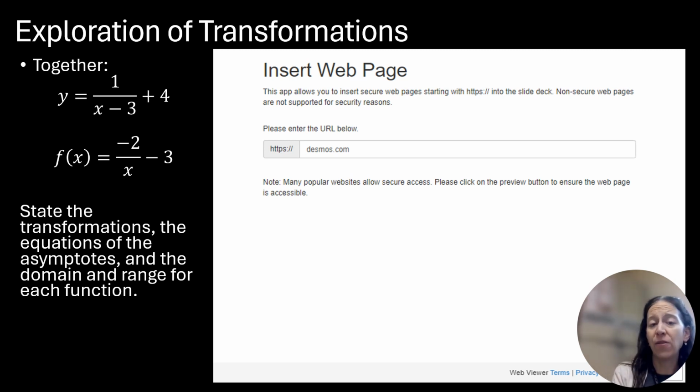So for your answers, okay, we'll keep going over them. It goes right 3, up 4. Those are the transformations. The vertical asymptote is at x is equal to 3. The horizontal asymptote is at y is equal to 4.